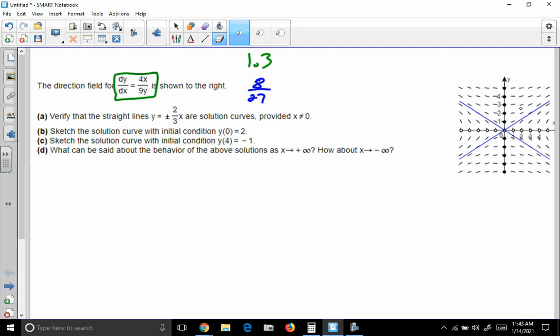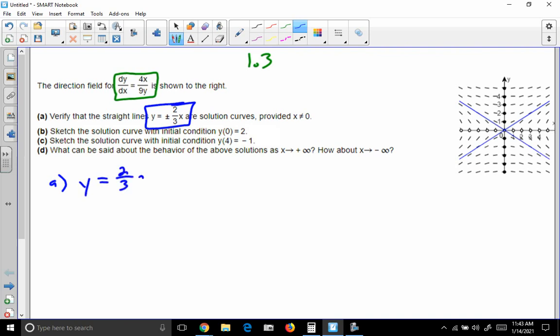So these dashes represent the slope at each of those ordered pairs. And that comes, again, from substituting those ordered pairs into this differential equation, and this tells us what the slope is. So A asks us to verify that these two are solution curves to that differential equation, provided that x is not 0. So I'm going to check y equals 2/3 x to see if it's a solution curve, and then I'll leave y equals negative 2/3 x for you.